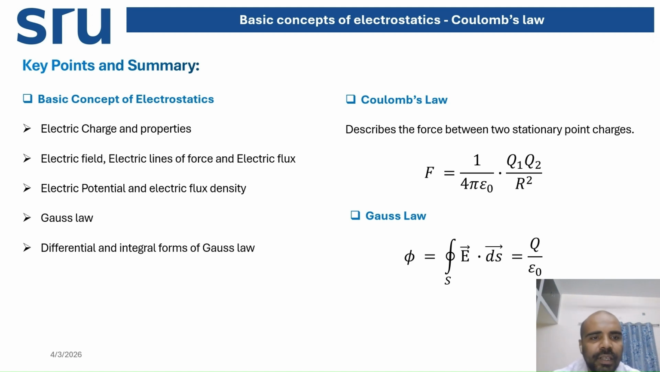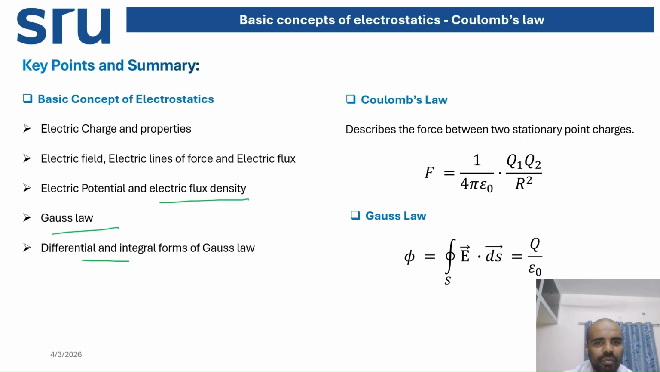In this lecture we have discussed the electric charge and its properties, the electric field, electric lines of force, and electric flux. Electric flux phi equals the surface integration of E dot dA, where dA is the small elementary area and E is the electric field. We have discussed electric potential and electric flux density. We have also discussed Gauss's law of electrostatics.